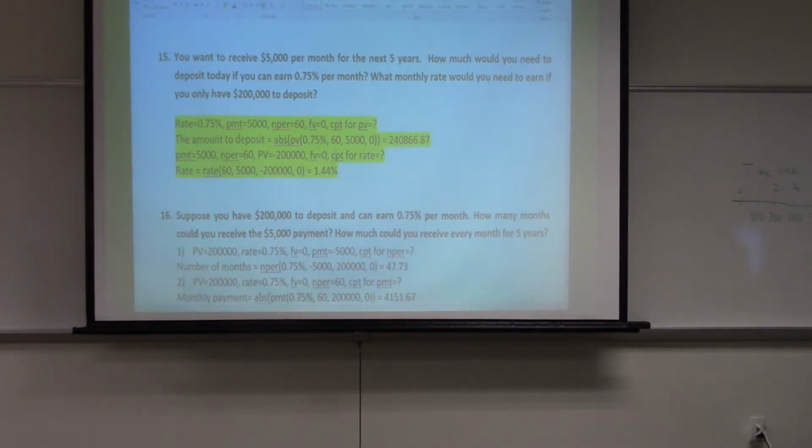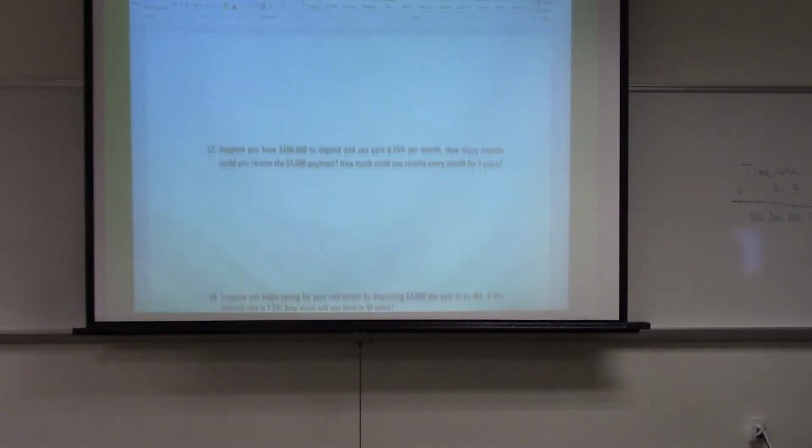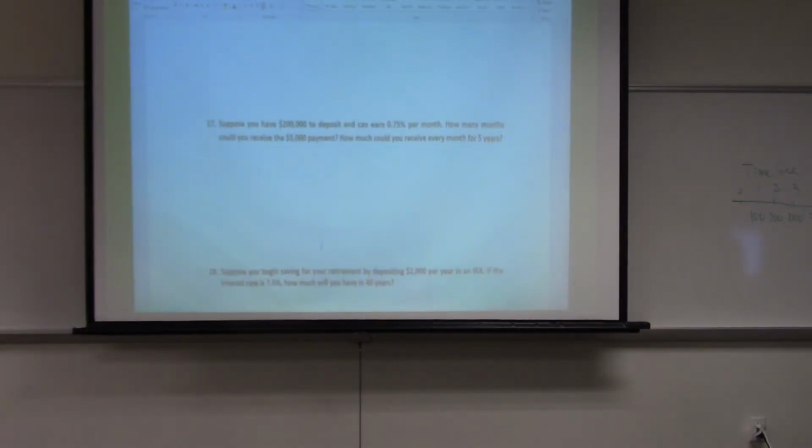All right, the wording seems confusing, especially the second part, which is like if you don't have $2,000 to deposit, but you still want to withdraw $5,000, so the interest rate has to give you a higher interest rate. So the interest rate is 1.44%. 0.44%. Yeah. 17.